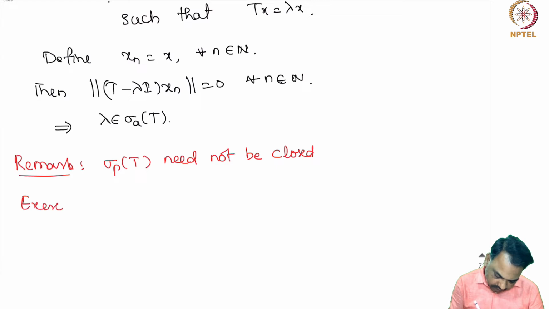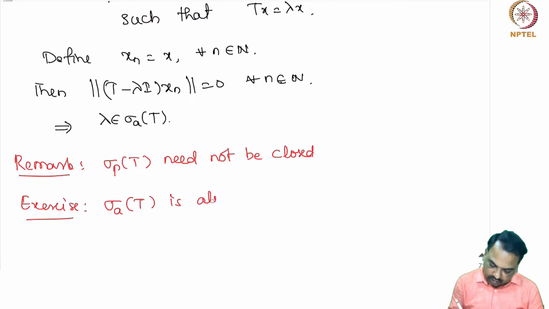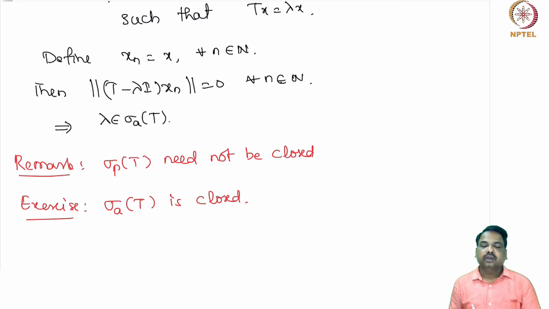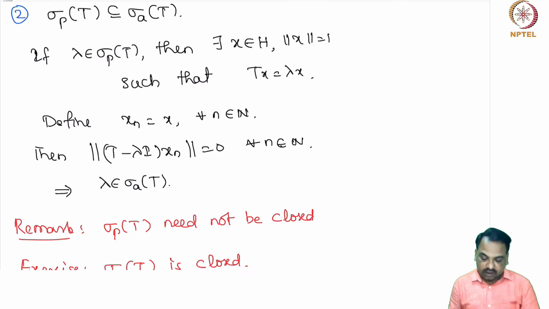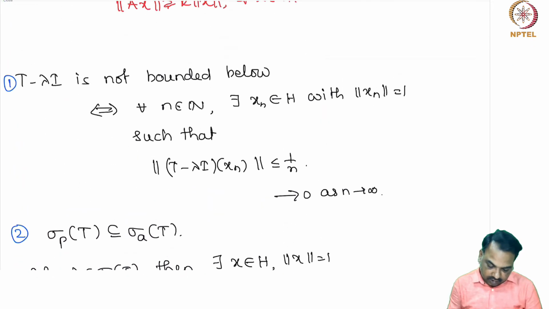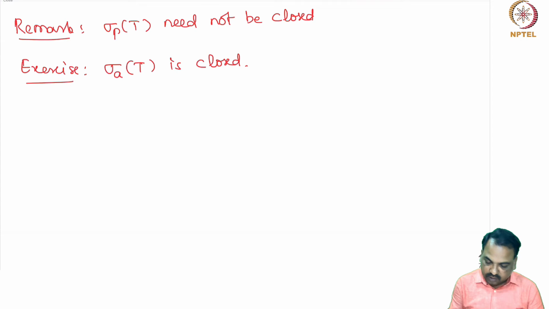but we can easily verify that the approximate point spectrum is closed. It's a closed subset of the spectrum. In fact, it is compact because the spectrum is always compact. So from that we can say that it's a compact subset of C. Okay, so this is about the approximate point spectrum.